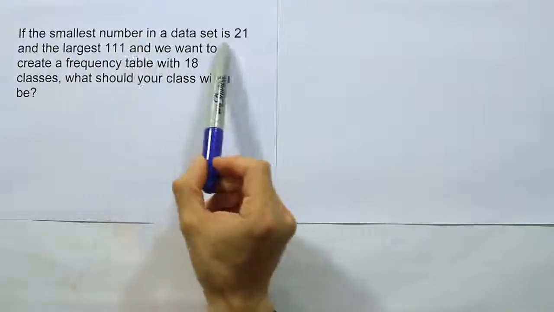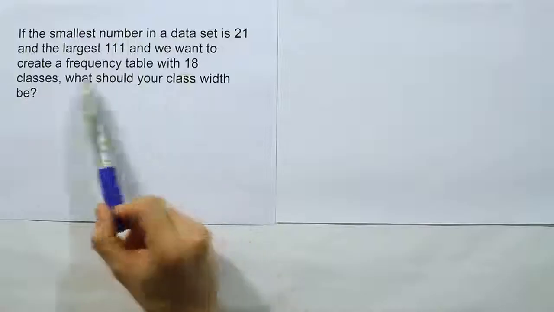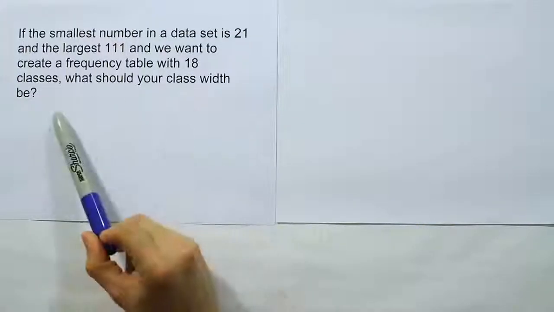If the smallest number in a data set is 21 and the largest is 111, and we want to create a frequency table with 18 classes, what should your class width be?